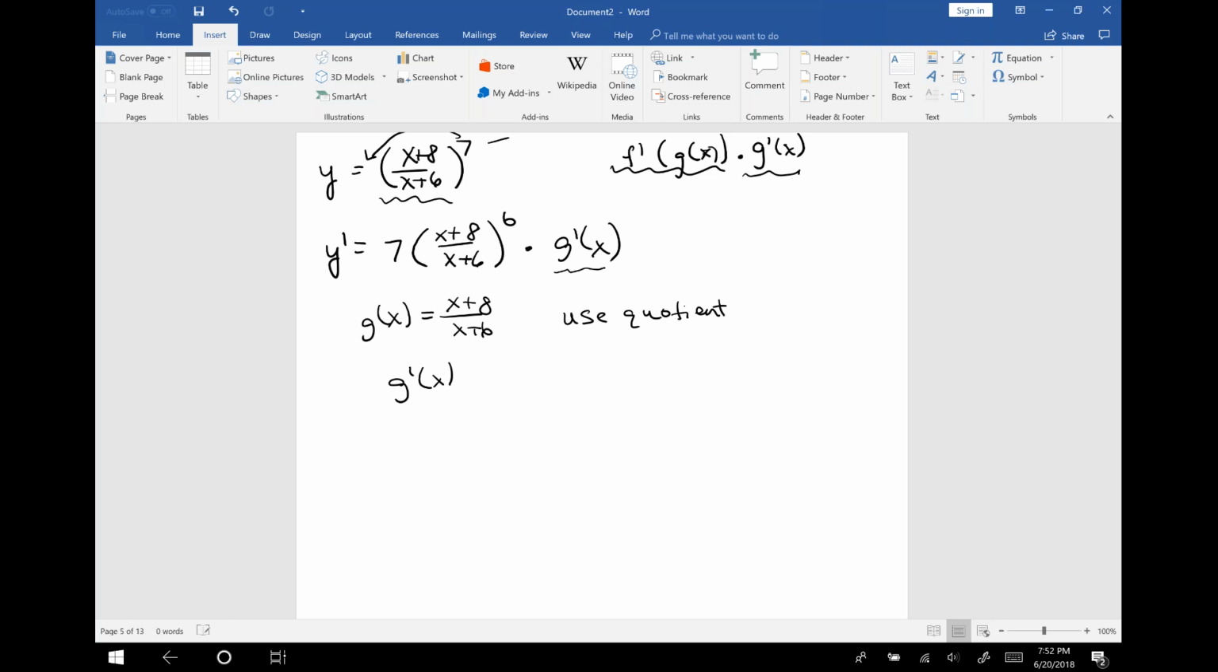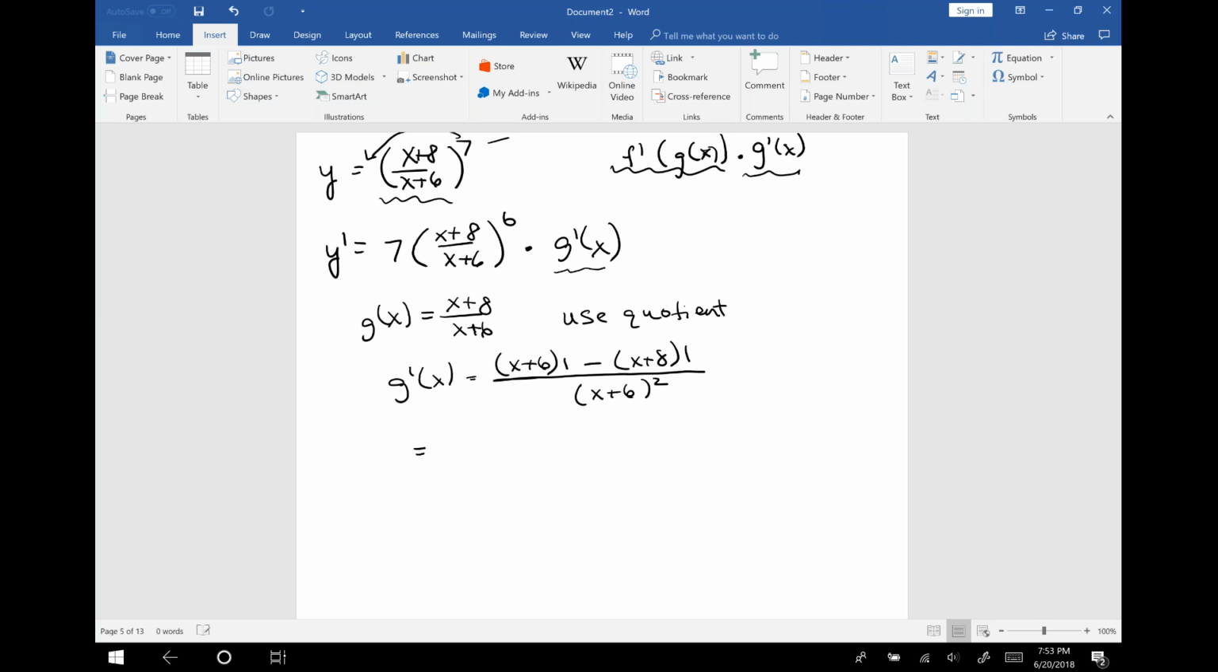Remember from the quotient rule, we have the bottom. The quotient rule says we're going to take the bottom and multiply it by the derivative of the top, which is 1. And then minus the top, let's copy that, times the derivative of the bottom. The derivative of x plus 6 is 1. And we're going to divide that by x plus 6 squared. You certainly don't have to write those ones out.